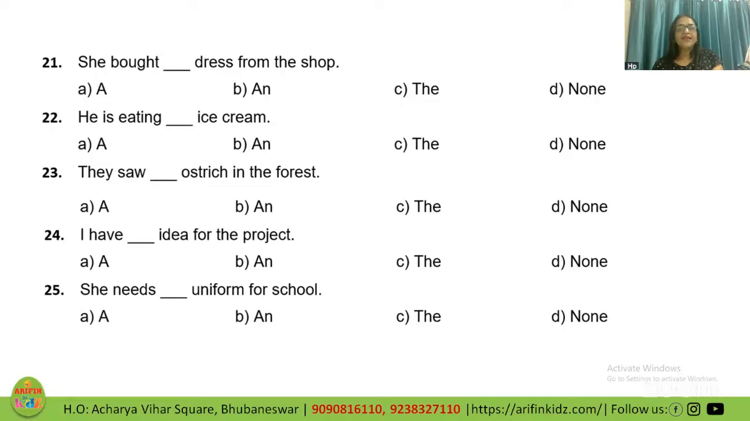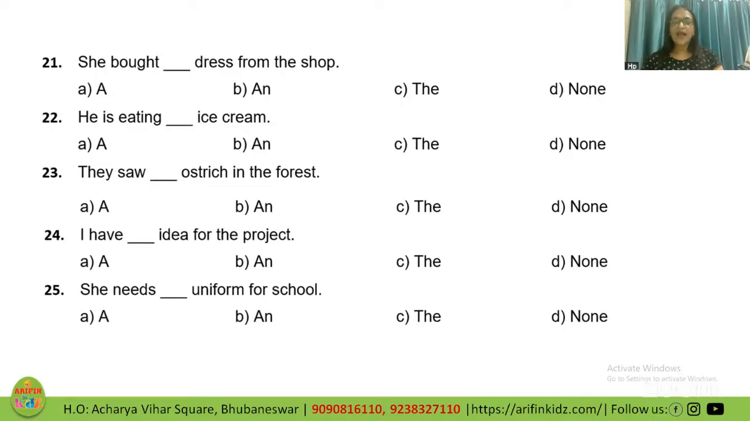Again, tell me, this is what I already discussed. Tell me question number 25, which is the correct answer. C needs dash uniform for school. Sanjukta, Kutu, Pankaj, Sanvi, Saraswati, Amrita, Jayanti. Very good. Thank you so much. That means you remember what I said.